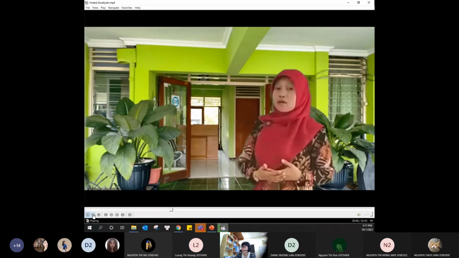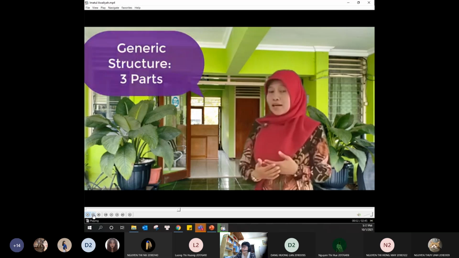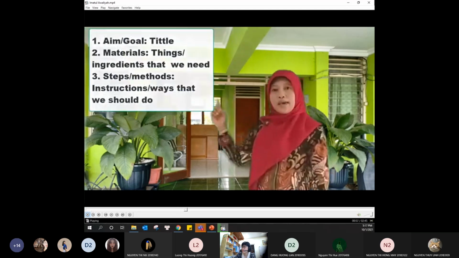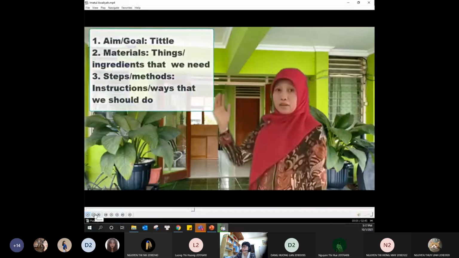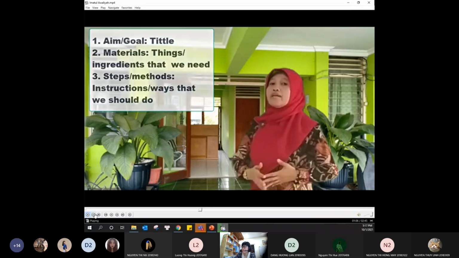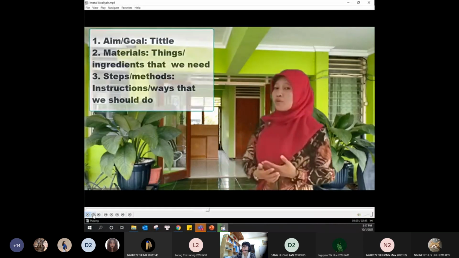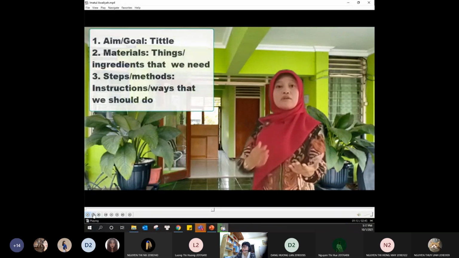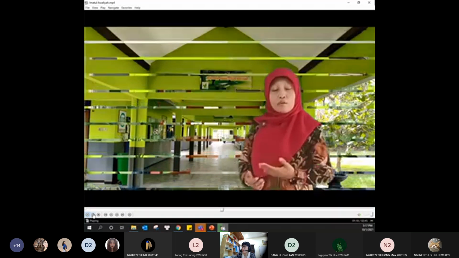Like other texts, procedure also has generic structure. The generic structure of procedure text consists of three parts. The first is aim or goal that can be seen from the title. The next, materials. Material consists of things or ingredients that we need. And the third is the steps or method. Steps consist of series of instructions or ways that we should do.